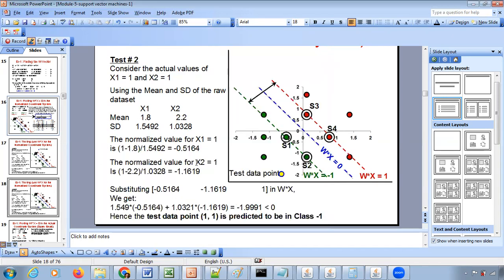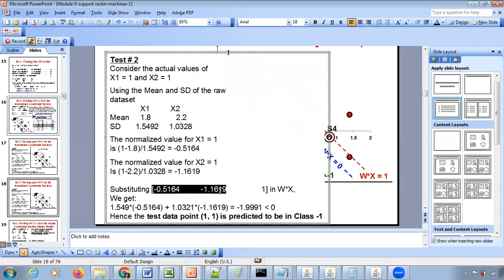So go to the math as usual and get the normalized version of this. The normalized x1 is going to be the same because we didn't change our x1, we changed our x2 only. So x2 will be 1 minus the mean 2.2, the whole thing divided by 1.0328. So that's coming out to be negative 1.1619. And then we have a 1. So do the dot product, w times x, which is theta 1 times x1 plus theta 2 times x2. So this is coming out to be negative 2 almost.